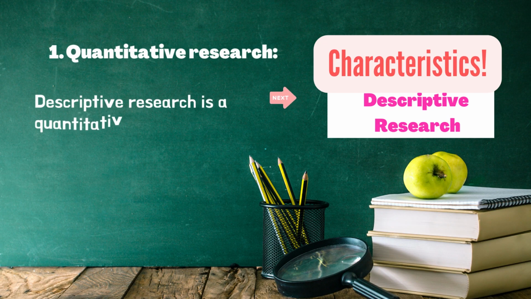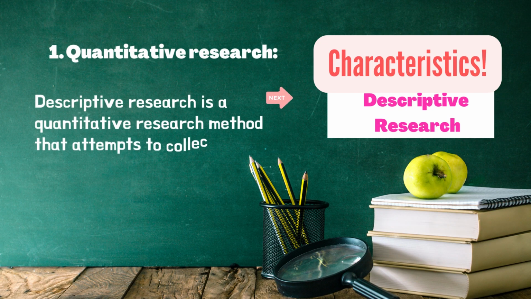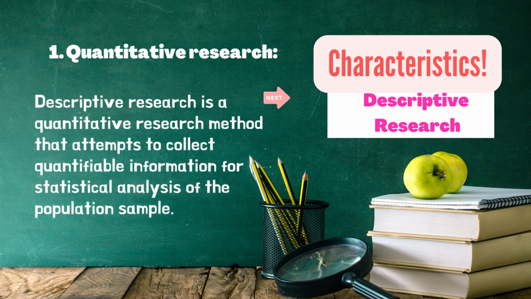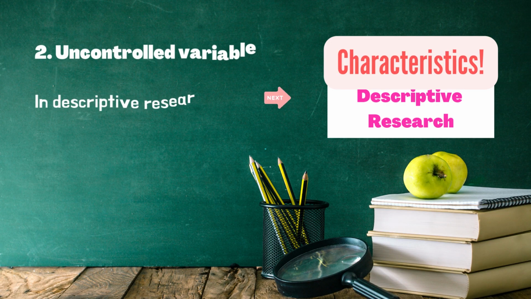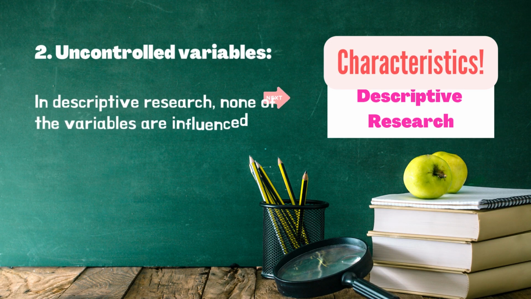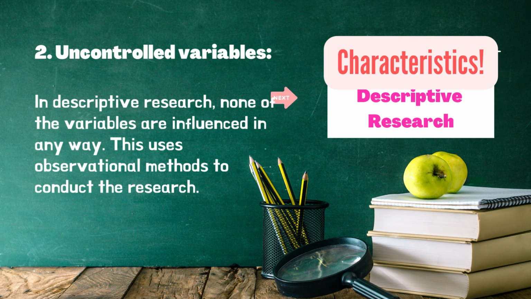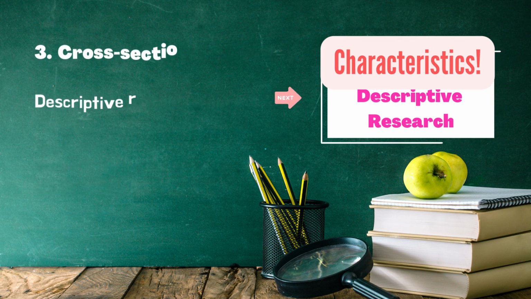Number 1. Quantitative research. Descriptive research is a quantitative research method that attempts to collect quantifiable information for statistical analysis of the population sample. It is a popular market research tool that allows us to collect and describe the demographic segment's nature. Number 2. Uncontrollable variables. In descriptive research, none of the variables are influenced in any way. This uses observational methods to conduct the research. Hence, the nature of the variables or their behavior is not in the hands of the researcher.